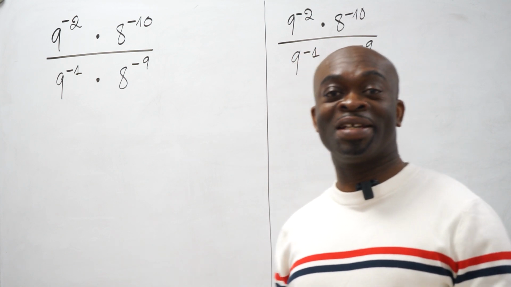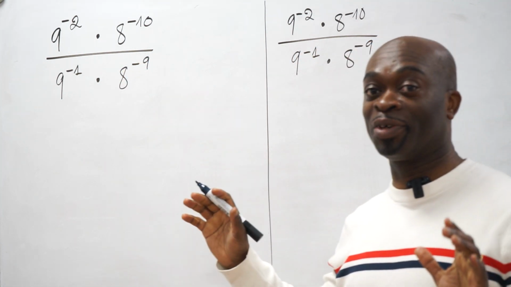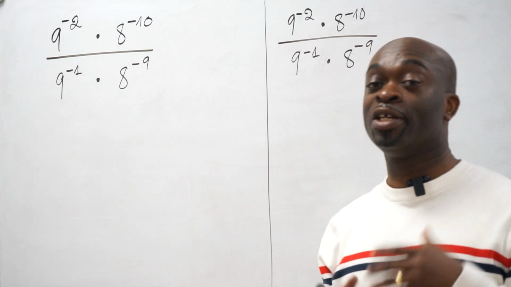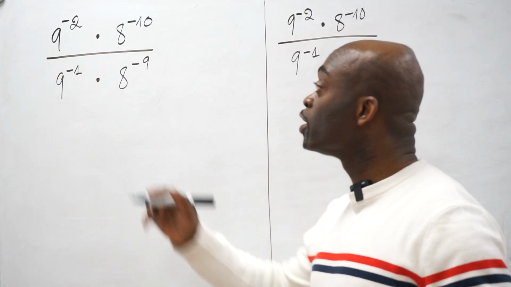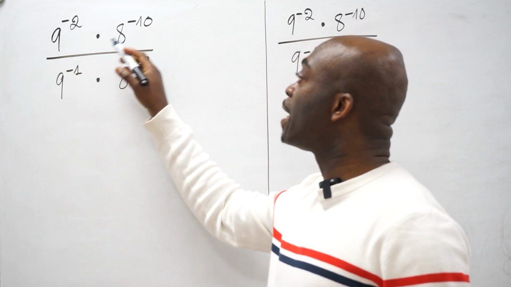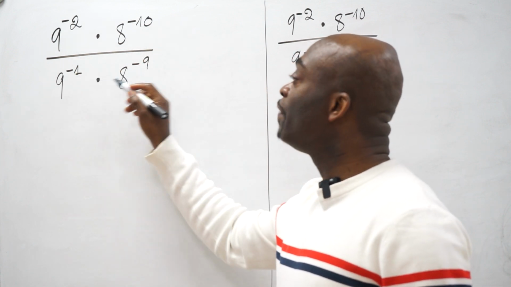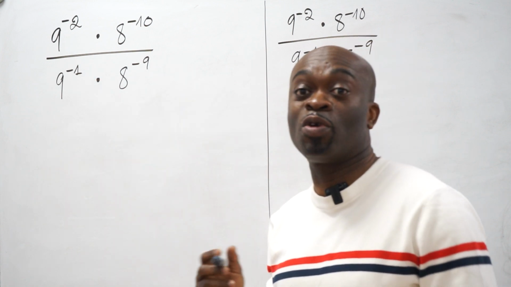So, ladies and gentlemen, let's have fun by solving this problem here. It's the same problem, okay? But we're going to do it in two different ways so you can see which one fits better for you. So let's go ahead. We have 9 power negative 2 times 8 power negative 10 divided by 9 power negative 1 times 8 power negative 9. So what's happening?